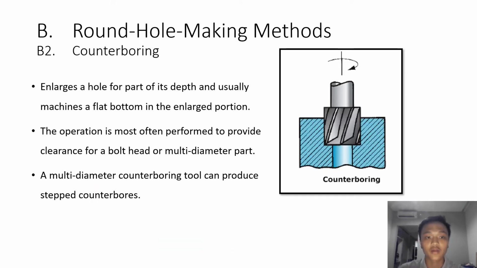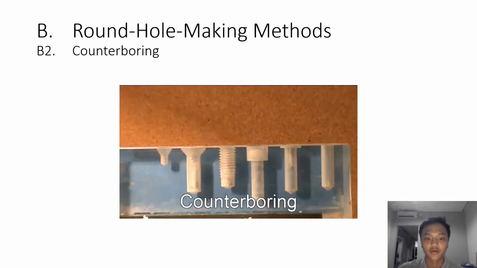The first one, counterboring. Counterboring enlarges a hole for part of its depth, and usually machines a flat bottom in the enlarged portion. Flat bottom. The operation is most often performed to provide clearance for a bolt head or multi-diameter part. A multi-diameter counterboring tool can produce stepped counterbores.